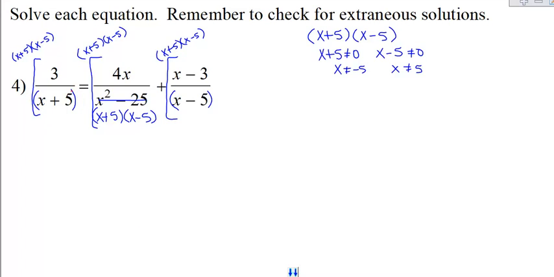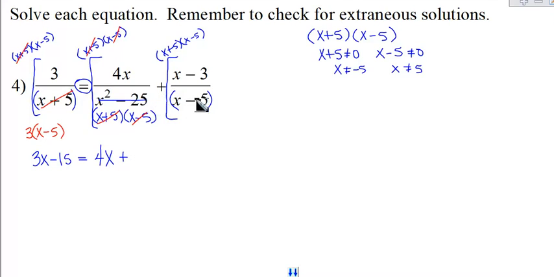All right, let's look for things that can cancel. X plus 5 cancels with x plus 5. So in this first term, I have a 3, and it needs to multiply times x minus 5. Once you do that distribution, you'll get 3x minus 15. Write down your equal sign. Let's go to the next term. Everything cancels on this next term, so the only thing remaining is the 4x.